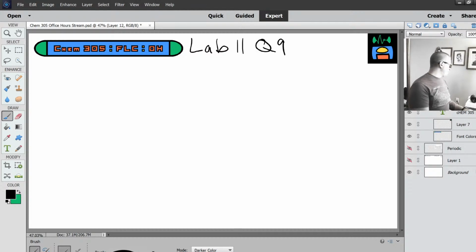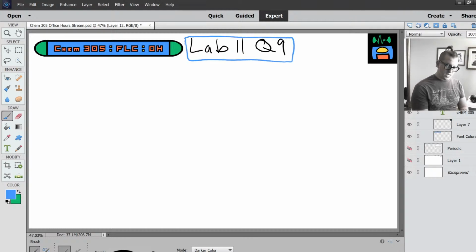It seems related. Based on the pH and pKa of spit, and that spit contains 0.0250 molar bicarbonate, what is the concentration of carbonic acid in spit? Okay, this is a great question. This is a hidden question about the Henderson-Hasselbalch equation.